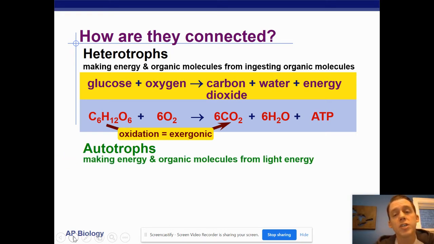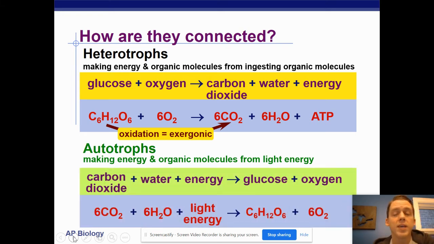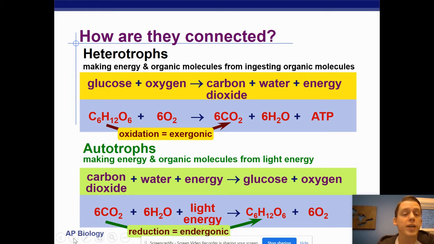Autotrophs make their energy from light. So here is the equation for photosynthesis. Notice how it's connected to the equation for cell respiration. It's backwards, basically, right? The autotrophs are going to take carbon in the air and they are going to fix it into glucose with the help of light energy and water. So it says reduction, right? It is the opposite type of reaction. So this is a reduction reaction.